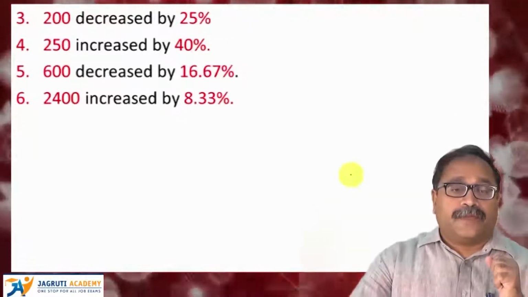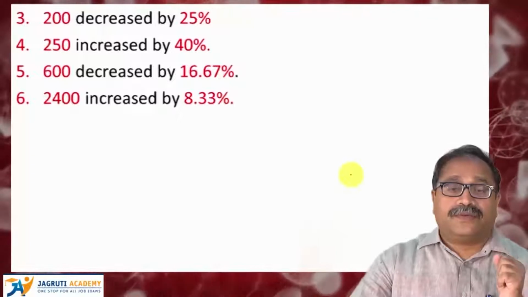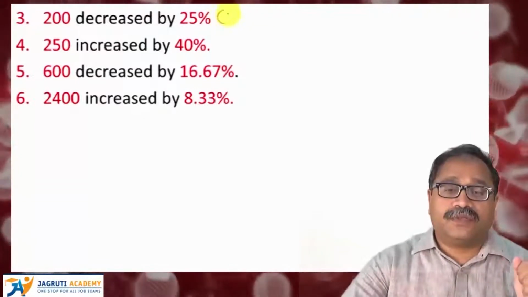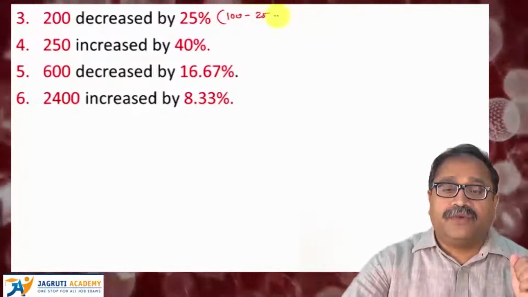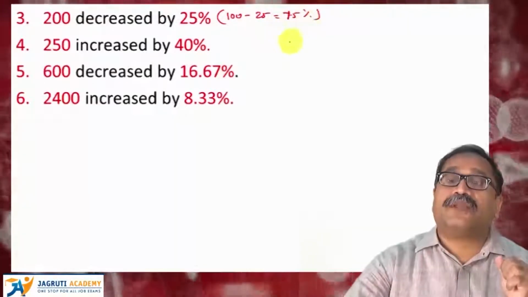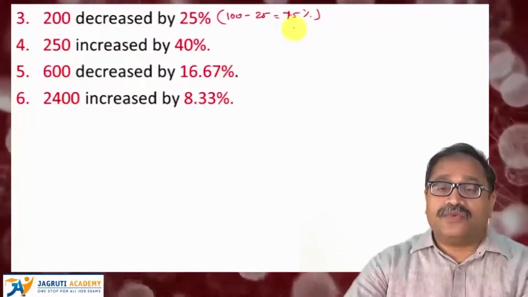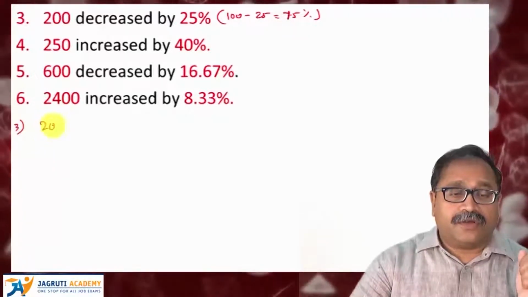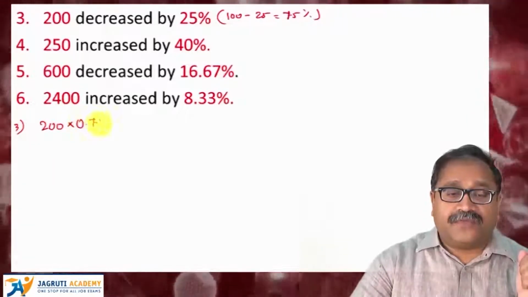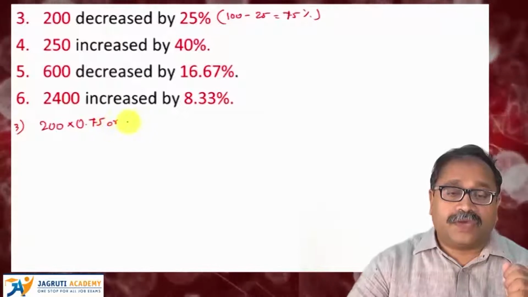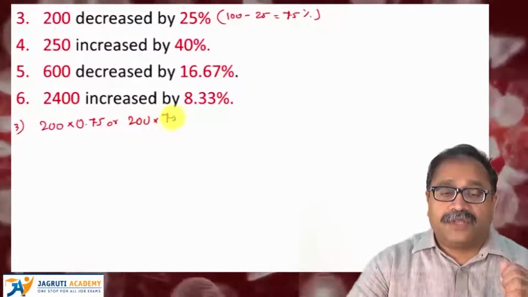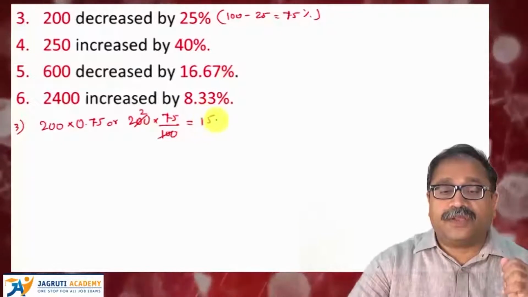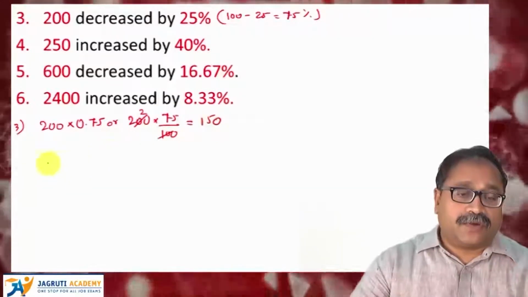I'll take some examples over here. 200 decreased by 25%. If a number decreases by 25%, then it becomes 75% of the original value. How do I get 75%? 100 minus 25, which is 75% of the original value. So to get the decreased value, I will directly calculate 75%. Let's work out here the third one. That's 200 into 0.75, or you can write it as we have previously written, 200 into 75 by 100. In either case this gets cancelled 2 times, and 75 into 2 is 150. Let's work out the fourth one.